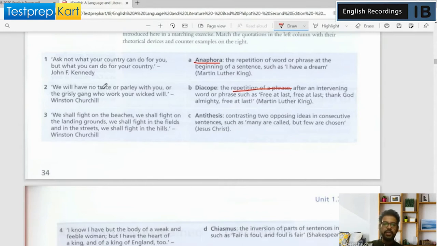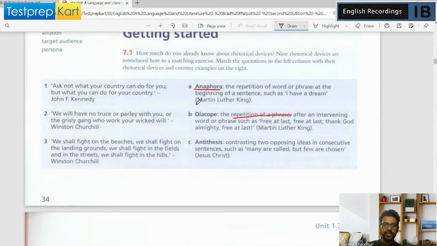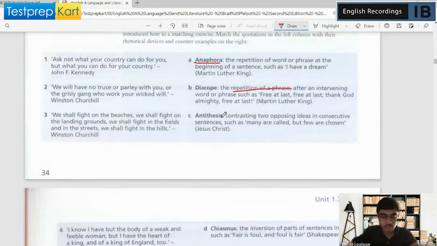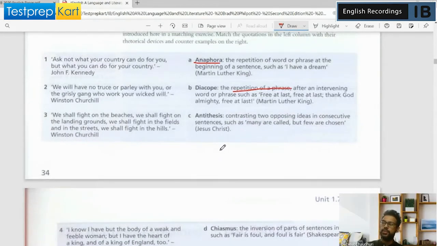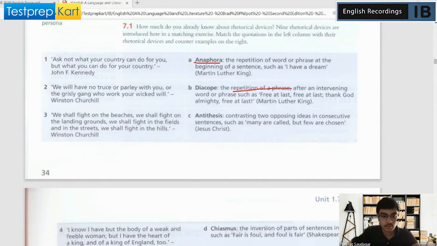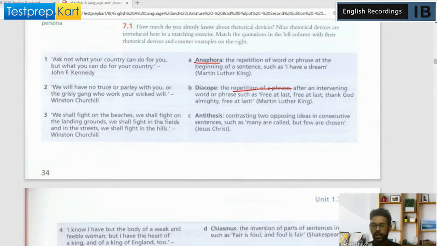Okay, so we will have no truce or parley with you or the grizzly gang who work with your wicked will. Okay, Winston Churchill. All right, third one, antithesis. So antithesis means something that you're saying that is contradictory to your point to actually make your point. Okay, so few were chosen. We can just say few were chosen. But if we write many were called and few were chosen, then the emphasis on the few were chosen increases because many were called. Understand it? So it's contrasting opposing ideas that is used to bring out the main idea.